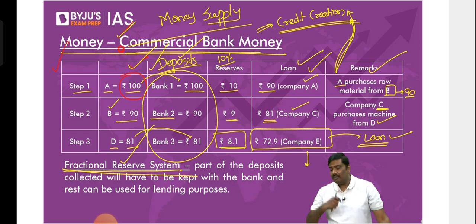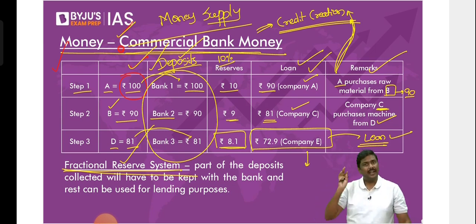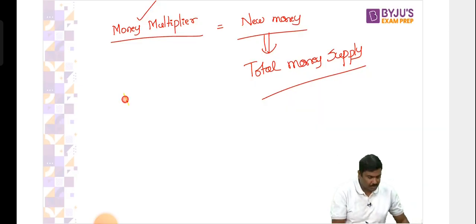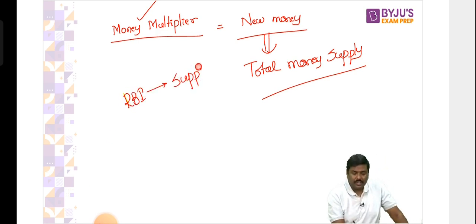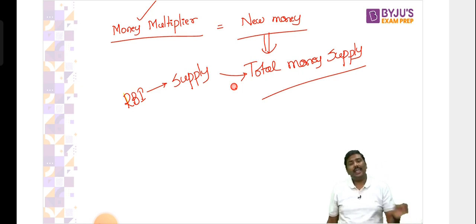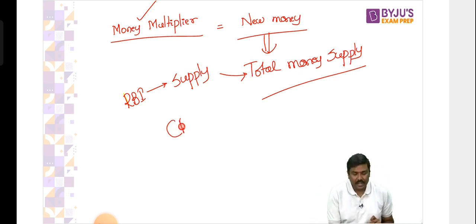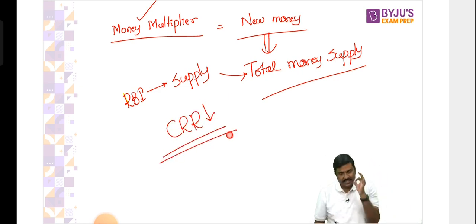Total money supply in the economy will increase. You need to understand this. Right? Simple logic. Now, apart from this, rather than RBI printing money, let me ask you one more question. Rather than RBI printing money and supplying the money, which will lead to an increase in the total money supply, can the total money supply in the economy also increase if I reduce the CRR? Let's see this. Right? Start answering.